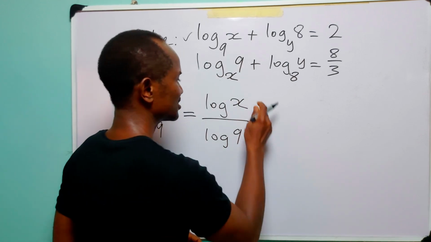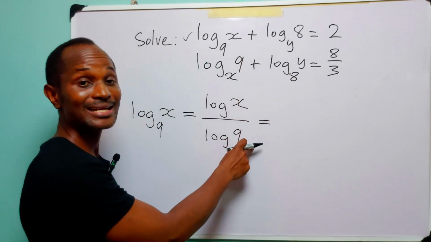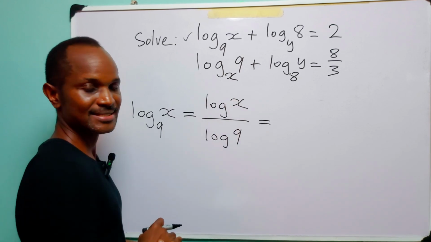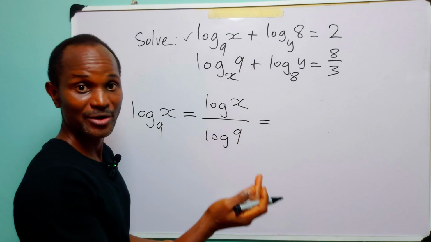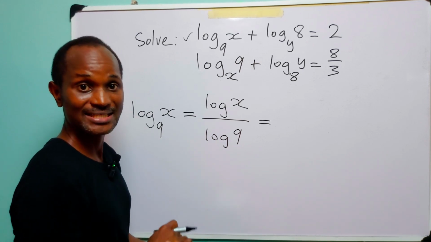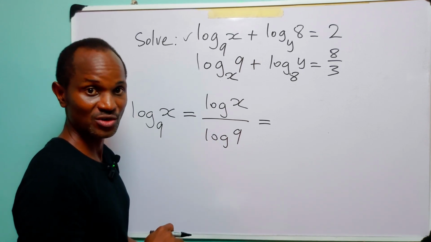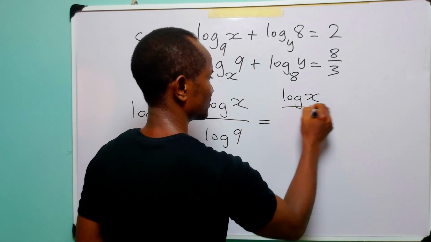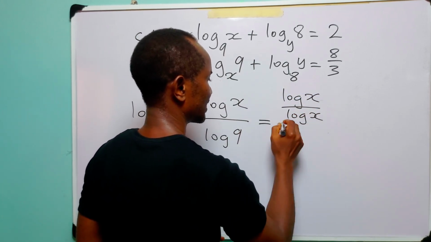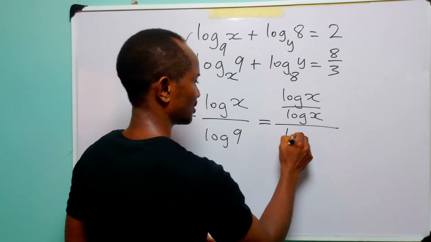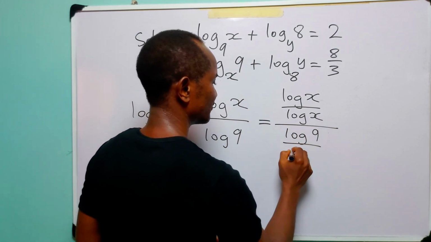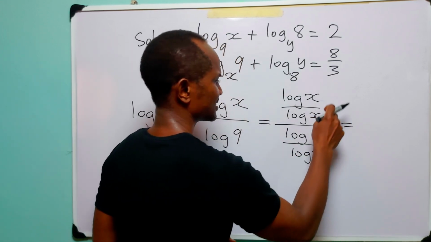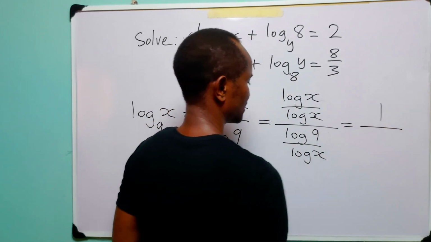Now, the next thing we do is to divide both the numerator and the denominator of this fraction by the same quantity, which is log x. Because you know that when we divide the numerator and the denominator of a fraction by the same quantity, we haven't changed that fraction in any way. So we have log x divided by log x over log 9 divided by log x. Now log x divided by log x is 1.